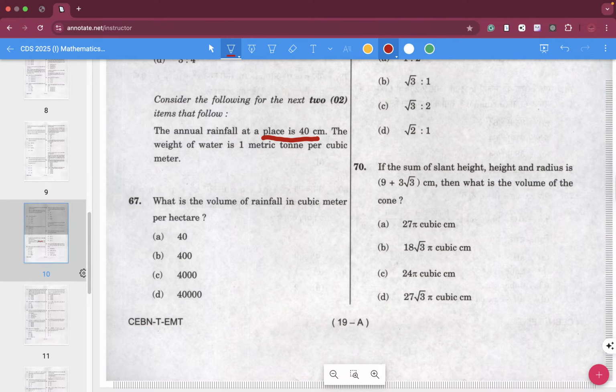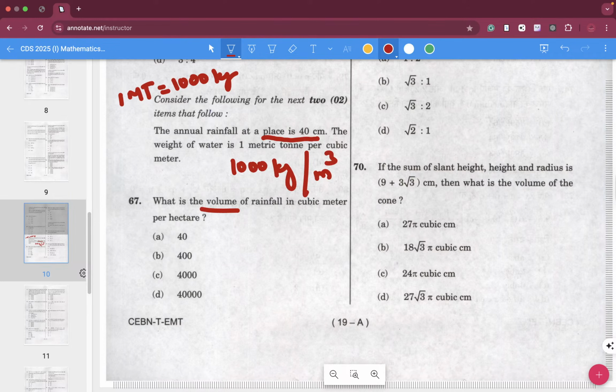What do you mean by 1 metric ton? 1 metric ton means 1000 kg. The weight of the water is 1 metric ton, which is 1000 kg. Over here I have written gram, sorry. 1000 kg, 1 metric ton per cubic meter. Now they are asking what is the volume of the rainfall in cubic meter per hectare?